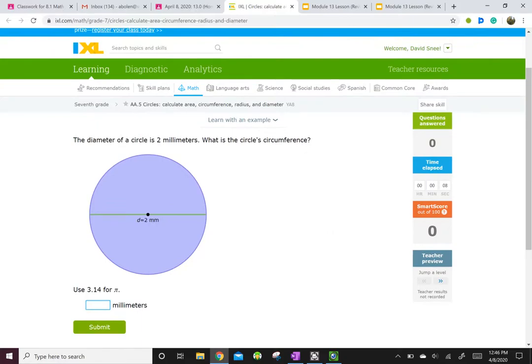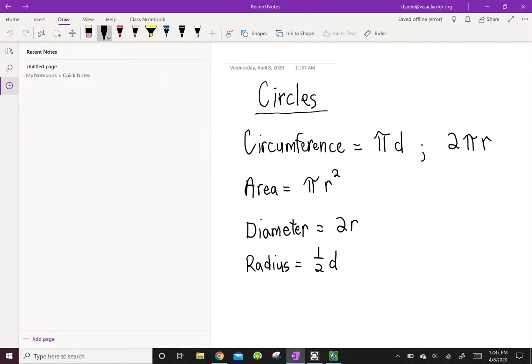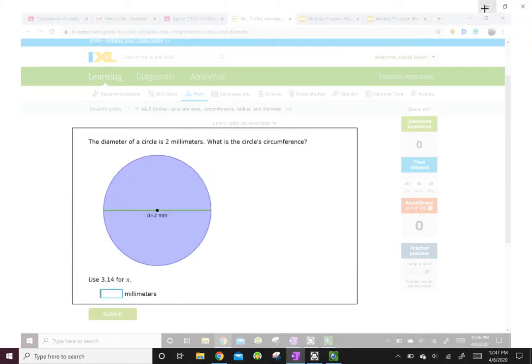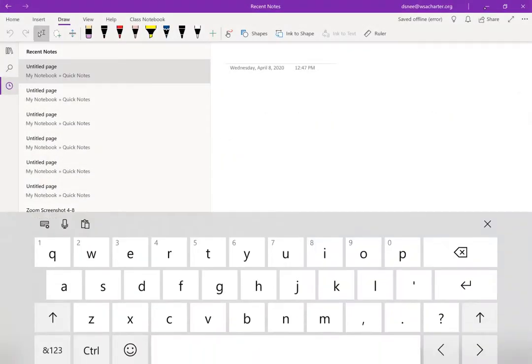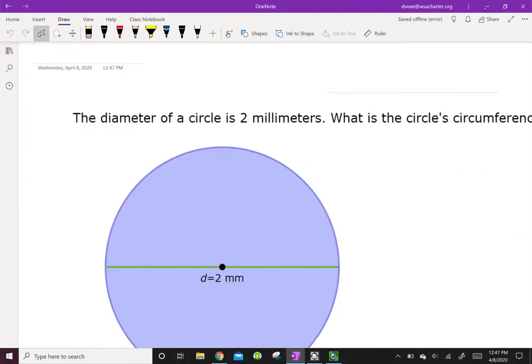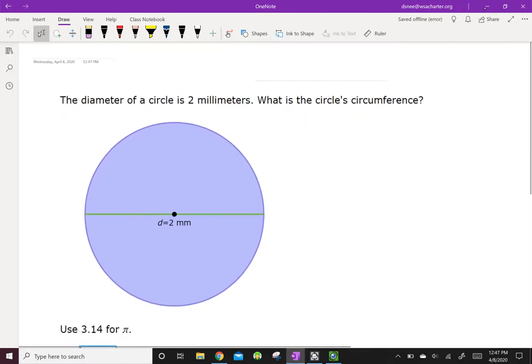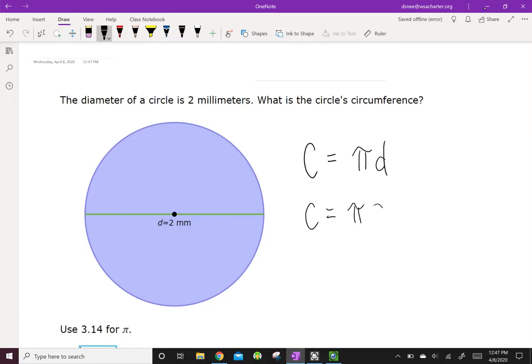It says the diameter of a circle is 2 millimeters. What is the circumference of the circle? So I went back into my class notes and I found the formula that had the diameter and the circumference in it. Circumference equals pi times the diameter. I know that the diameter is 2 millimeters and I'm trying to find the circumference. So I plug in the diameter of 2. It says use 3.14 for pi, so I put 3.14 in there.